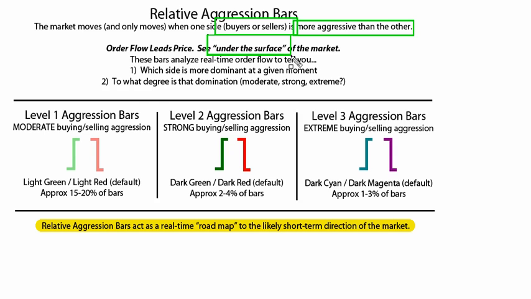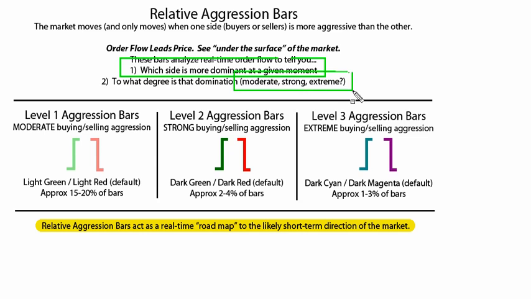We're not just looking at some technical indicator. We're not just looking at price action. We're trying to understand what's going on beneath the surface, because that's what actually makes price move. So let's figure out what makes price move so we can better predict what's going to happen. And so what these bars do is they tell you, number one, which side is more dominant, buyers or sellers at a given time, and then to what degree.